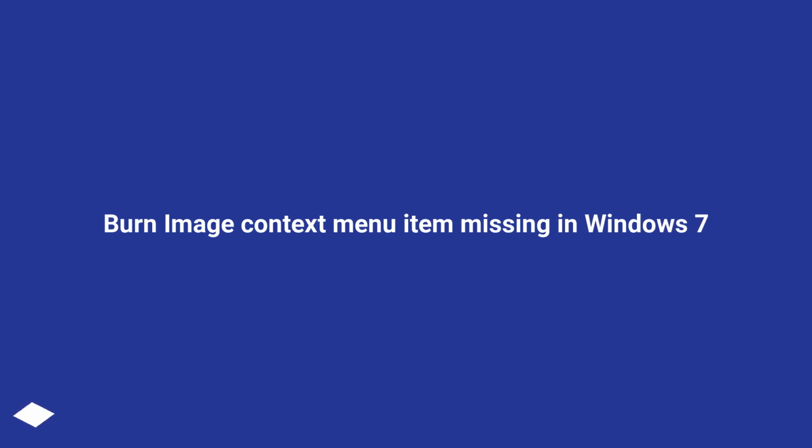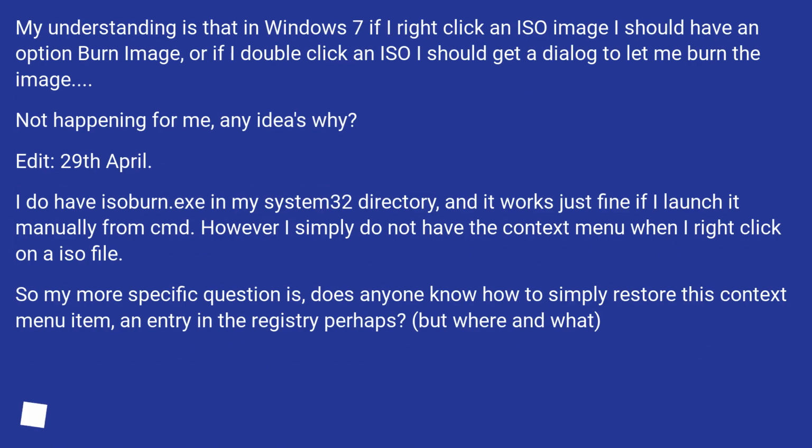Burn image context menu item missing in Windows 7. My understanding is that in Windows 7 if I right-click an ISO image I should have an option burn image, or if I double-click an ISO I should get a dialog to let me burn the image. Not happening for me. Any ideas why?